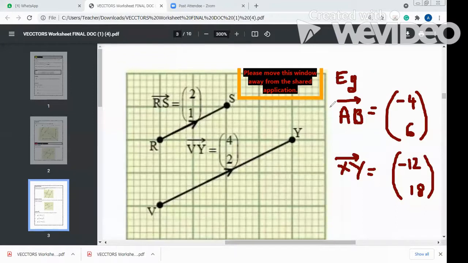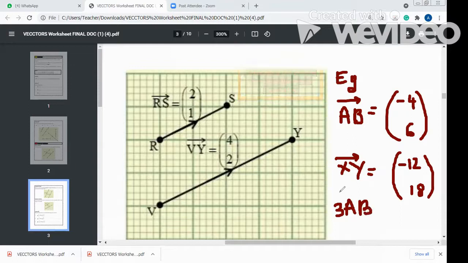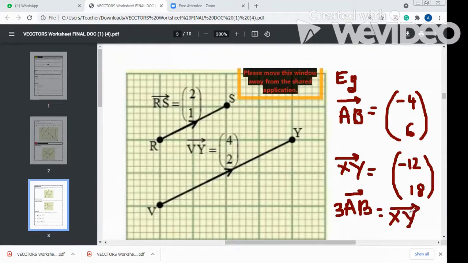All right. But guess what? If you multiply everything by 3, AB by 3, you actually get what? XY. Wouldn't you agree? So 3AB gives you XY. So therefore, AB and XY are parallel. Because 3 times 6 is 18, and 3 times negative 4 gives you negative 12. Or you could divide XY by 3, and then you get AB.